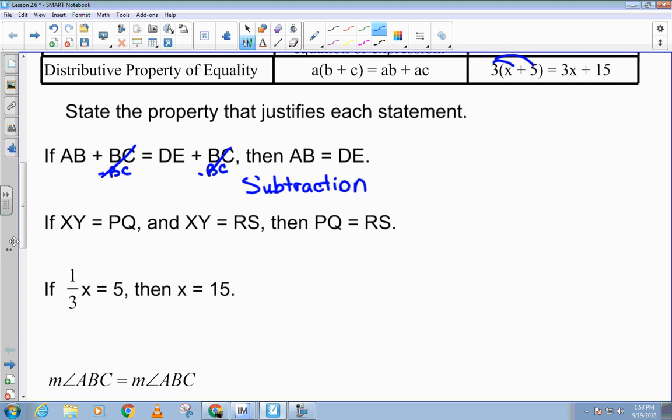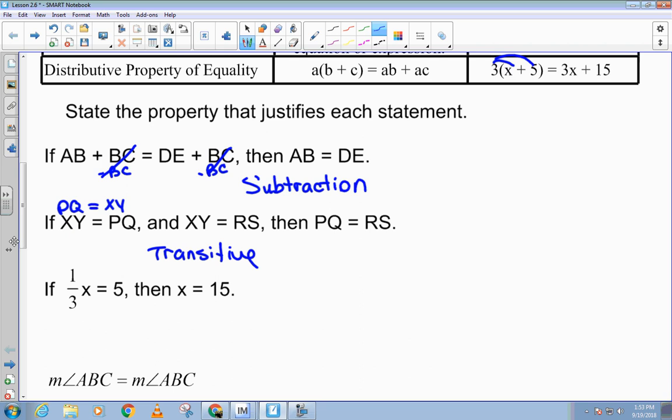Here's another one. If XY equals PQ and XY equals RS, then PQ equals RS. This would be the transitive property. Or would it be symmetric? Symmetric flip-flops places. The order's a little wonky here, but it still works. So this right here would be the transitive. You can flip-flop this one using the symmetric, and then it flows a little better. But you can just call the whole thing transitive.